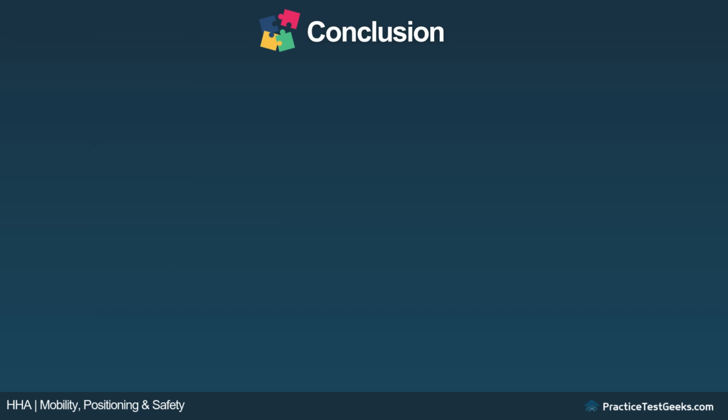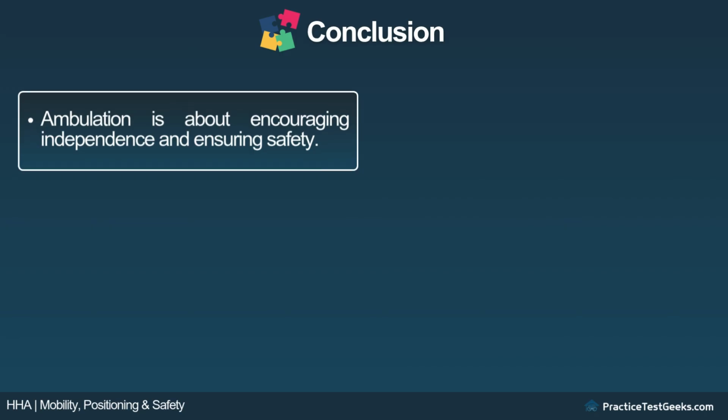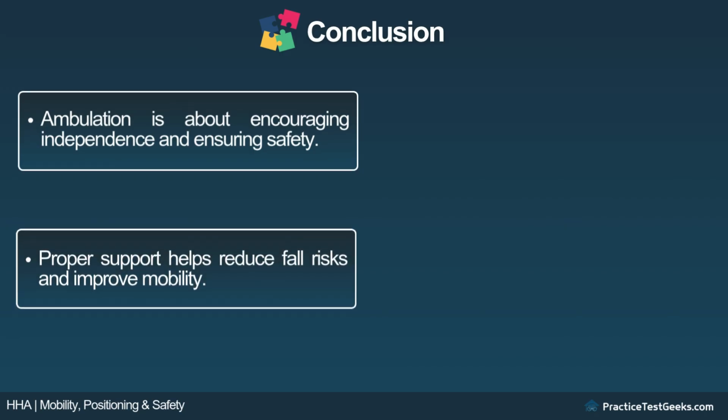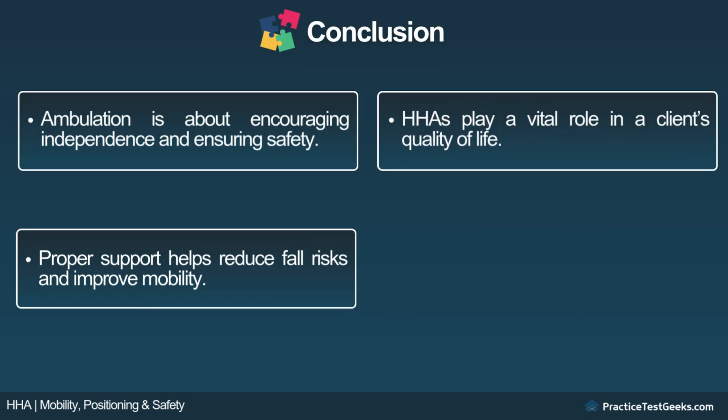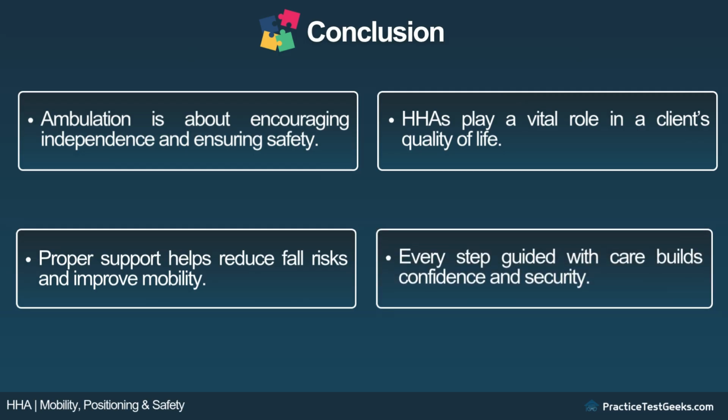This lesson focused on safe ambulation support that promotes mobility and confidence. Ambulation is about encouraging independence and ensuring safety. Proper support helps reduce fall risks and improve mobility. HHAs play a vital role in a client's quality of life. Every step guided with care builds confidence and security. With each step, HHAs help clients stay active, safe, and independent.